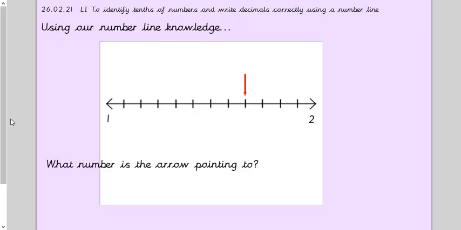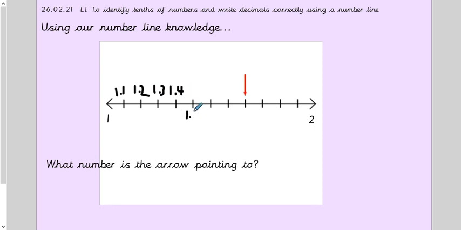So using our number line knowledge that we already have, because I know you all know how to use a number line, what number is the arrow pointing to? We have a number line which has 1 on this side and 2 there. So they're 2 whole numbers. So we know that in the middle is not going to be a whole number. So what do you think this one here would be? It would be 1.1, and this would be 1.2, 1.3, 1.4.